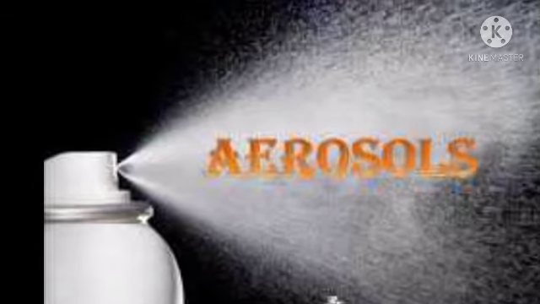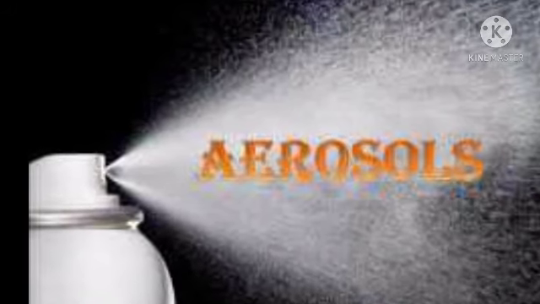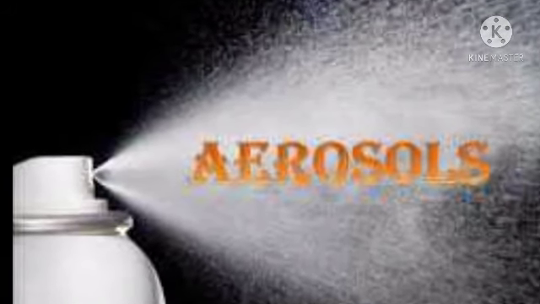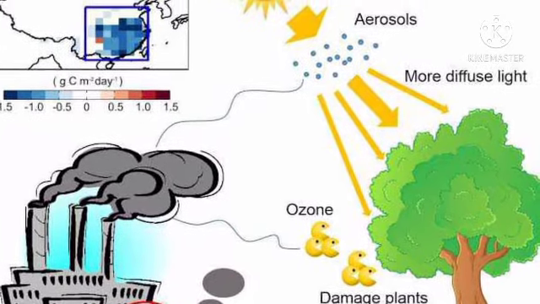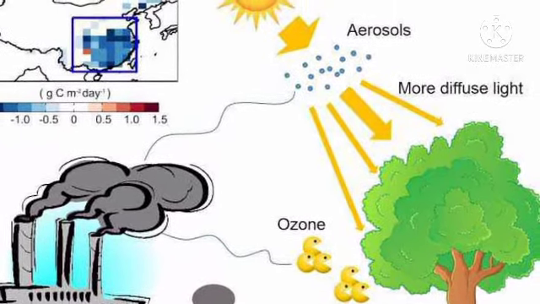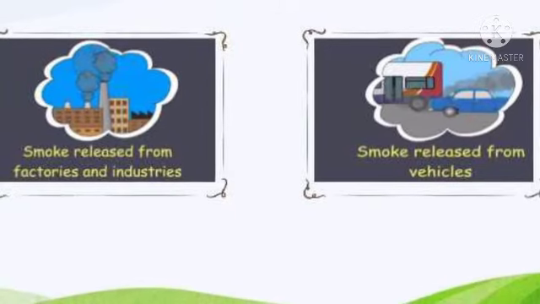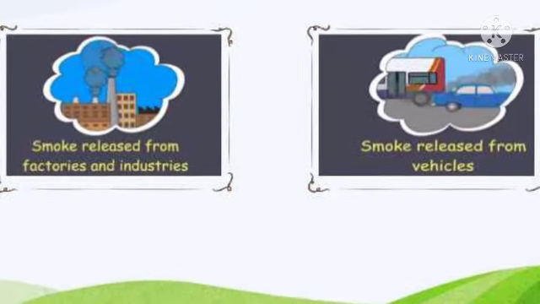Aerosol formation. When liquid or solid particles are dispersed in air, it is called aerosol. Aerosols are deposited on the leaves affecting photosynthesis. How to control air pollution? Here they are giving 3 steps.